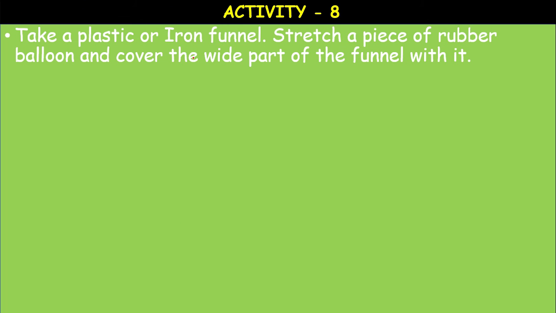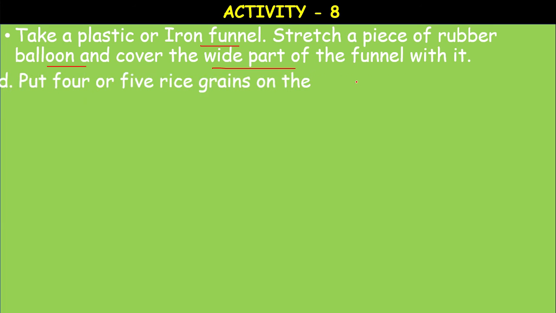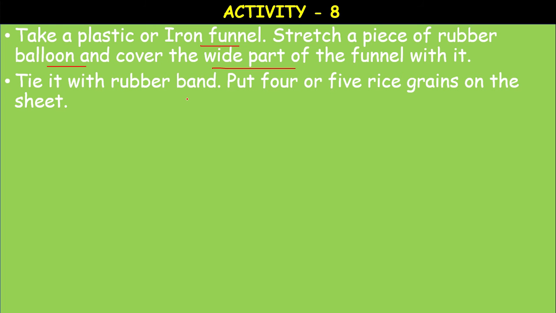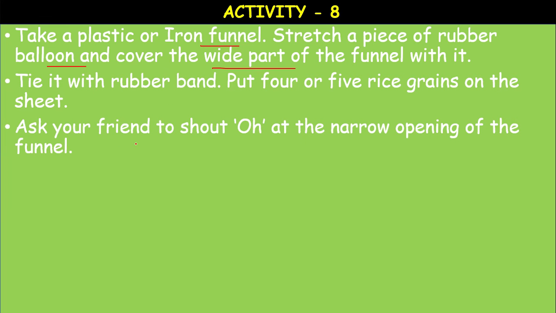Activity number 8. Take a plastic or iron funnel, stretch a piece of rubber balloon and cover the wide part of the funnel with it, with a balloon or a rubber. The wide part of the funnel we have to close with this, then tie it with a rubber band. Put 4 or 5 rice grains on the sheet. Now, ask your friend to shout "Oh" at the narrow opening of the funnel.